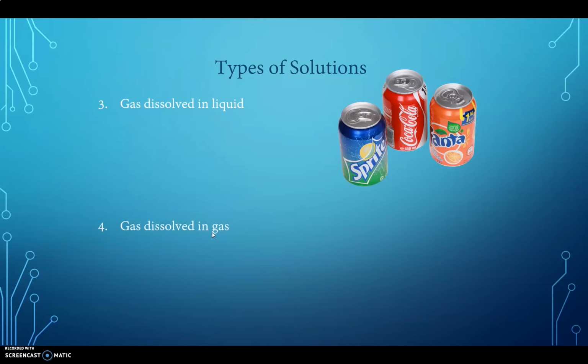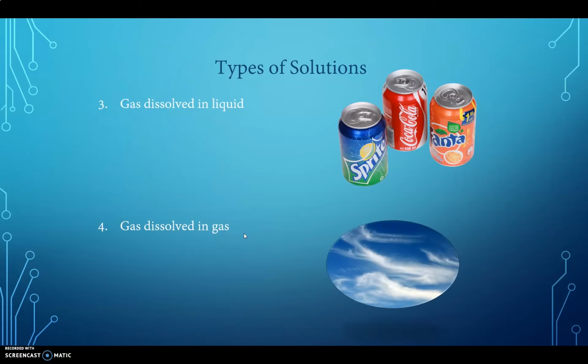A gas dissolved in a gas, that's again one we talked about a little while ago when we talked about air. Air is a mixture of gases, and since nitrogen is the most abundant of those gases, that means that in air, nitrogen would be the solvent.